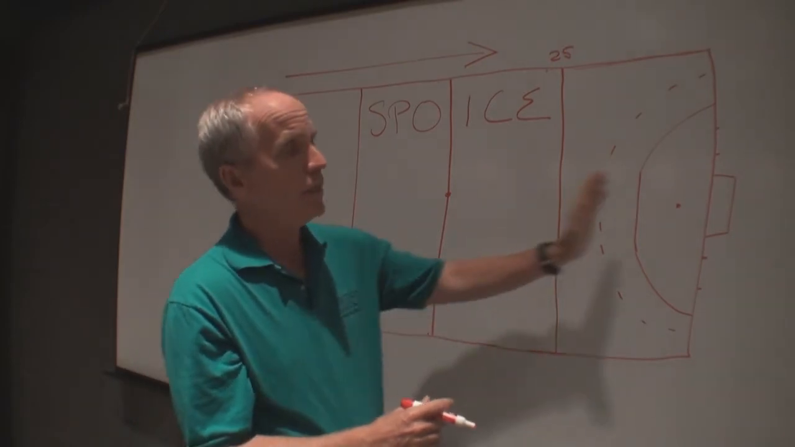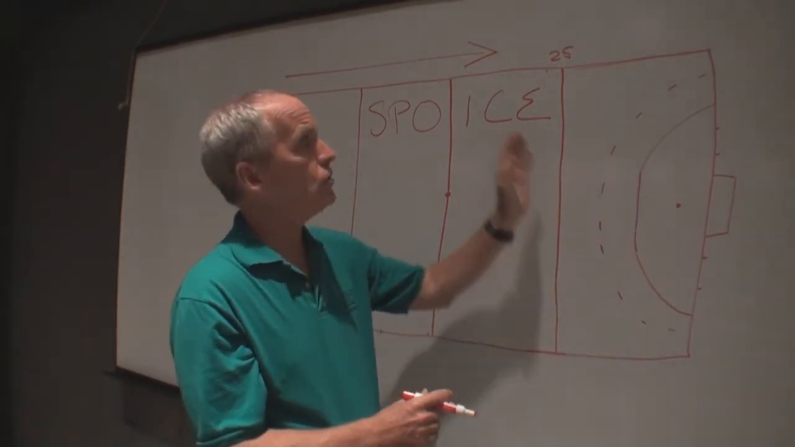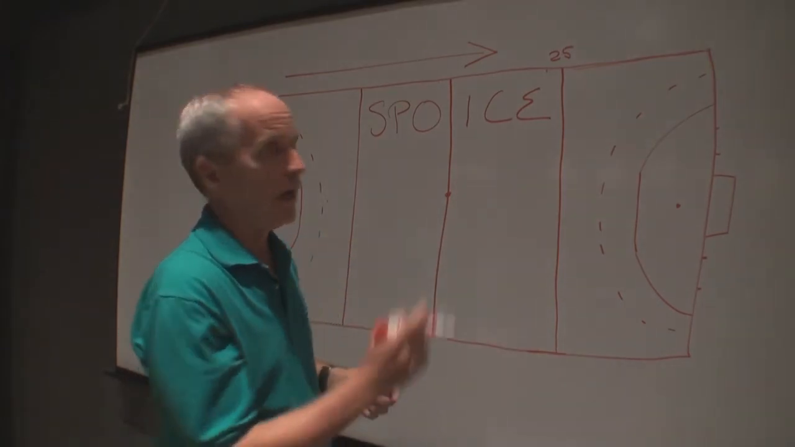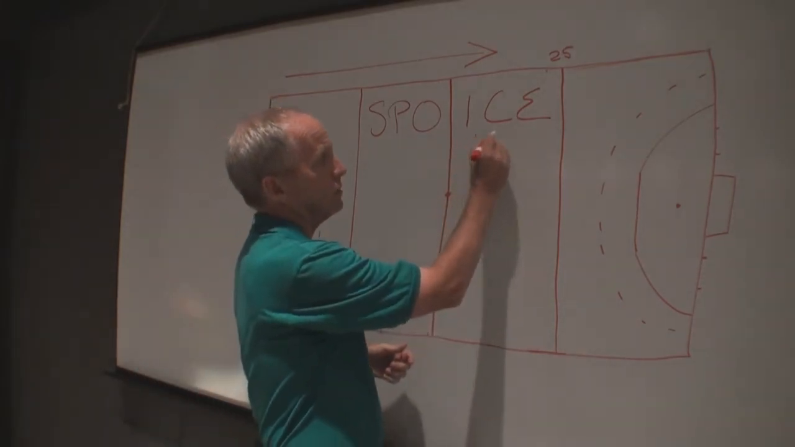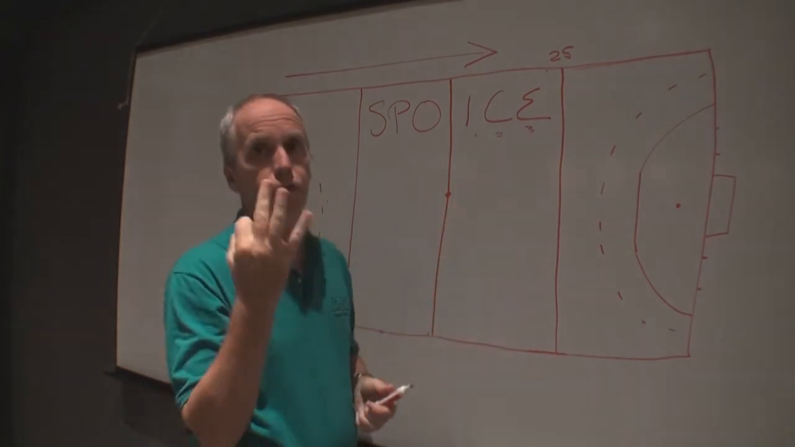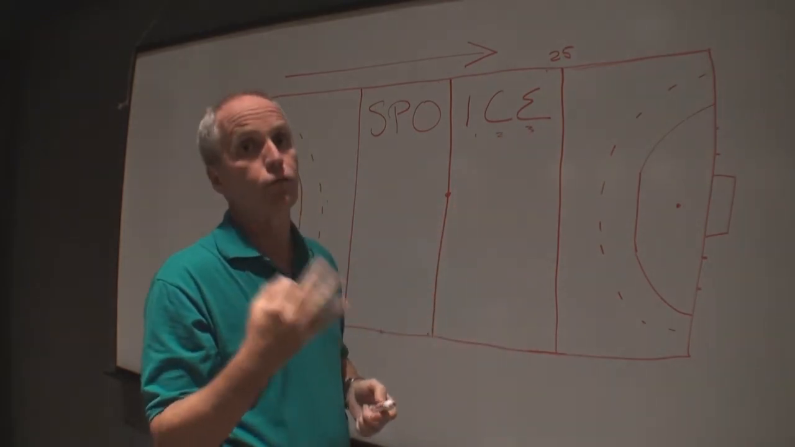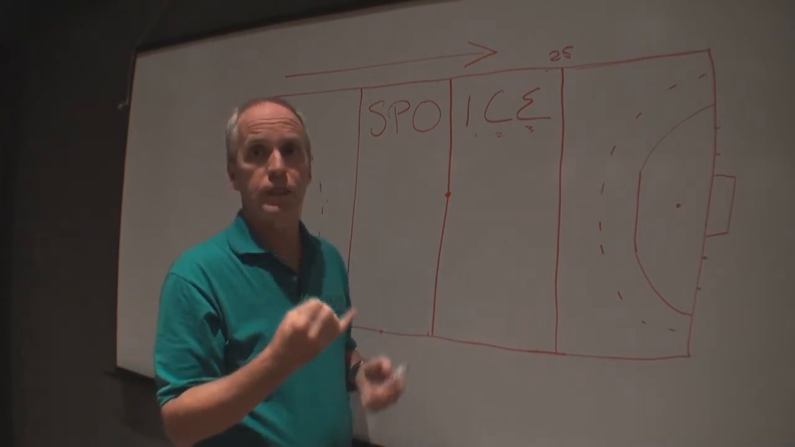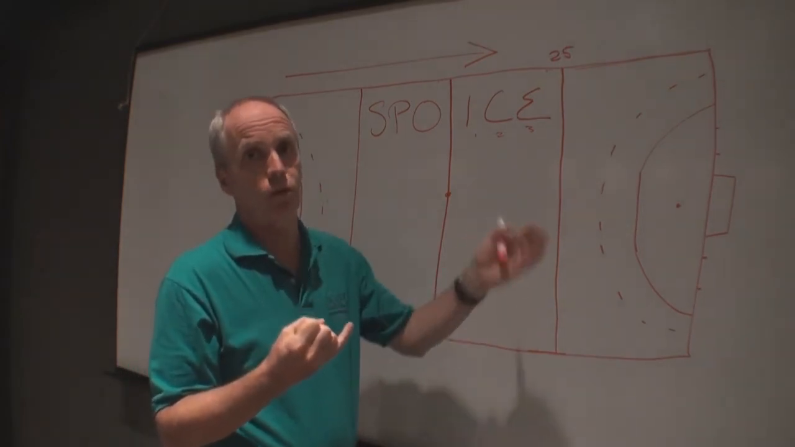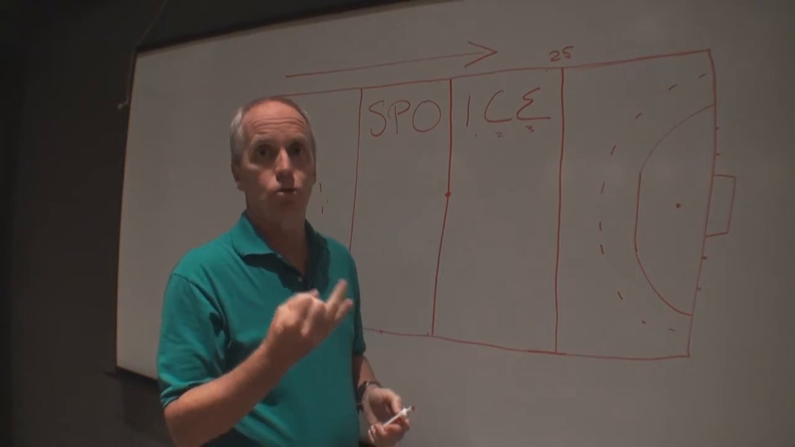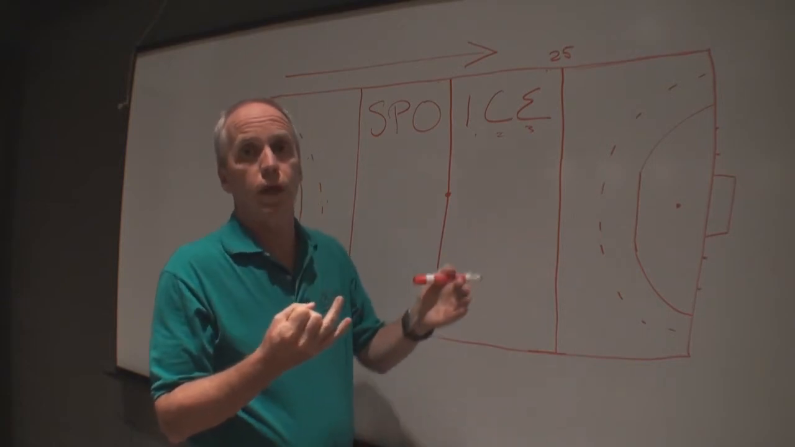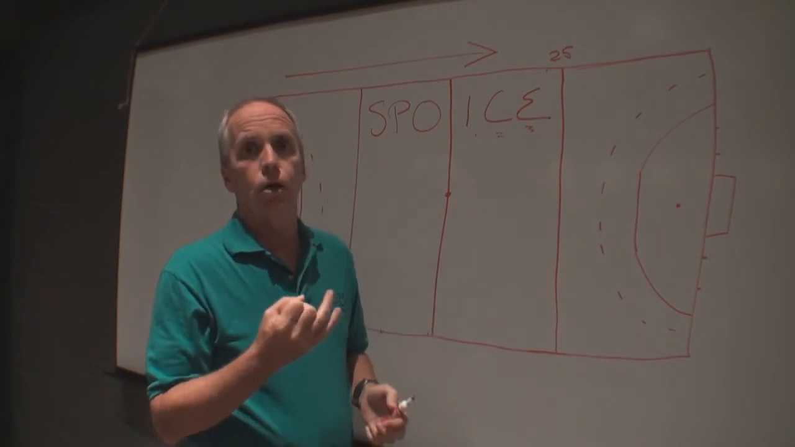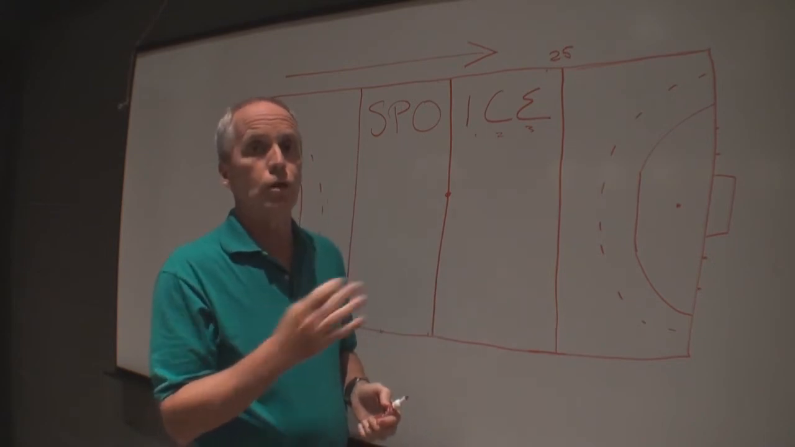But once you're inside the 25, all your restarts have an additional requirement of indirect circle entry. I use ICE because it's got 3 letters. And there are 3 ways to accomplish indirect circle entry. 1, you can hit the ball to a teammate, so it touches a teammate before it goes into the circle. 2, you can play the ball in such a way that it touches a defender and goes into the circle. And 3, you can dribble the ball.